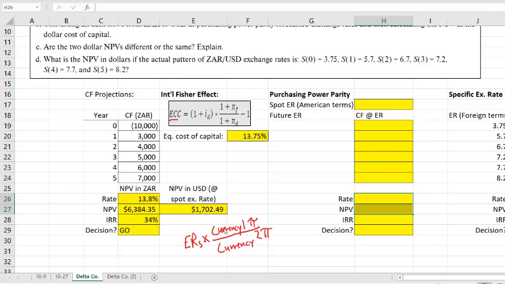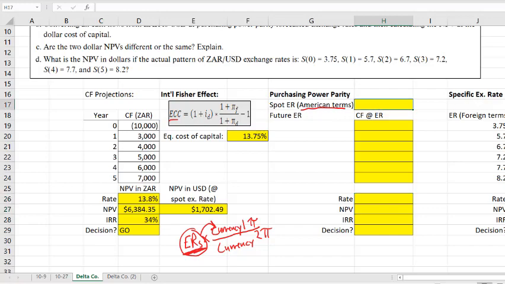Now, the reason I haven't specified which currency goes on top and which on bottom is because it matters if we have this in American terms or foreign terms. Whichever terms we have it in, that's the currency we want on the top of the ratio. So the ratio of whatever currency we're dealing in, its inflation rate divided by the other currency's inflation rate. I want to put this in American terms because we're bringing stuff back to dollars, so we might as well start with that.